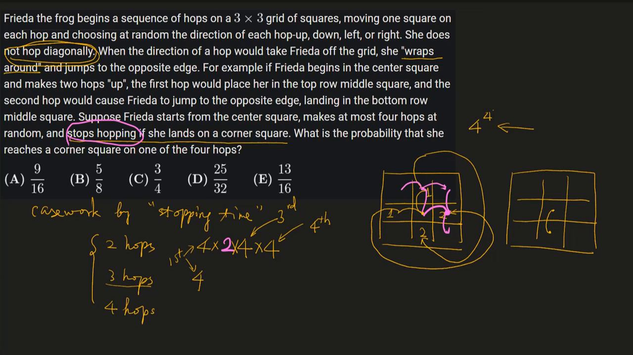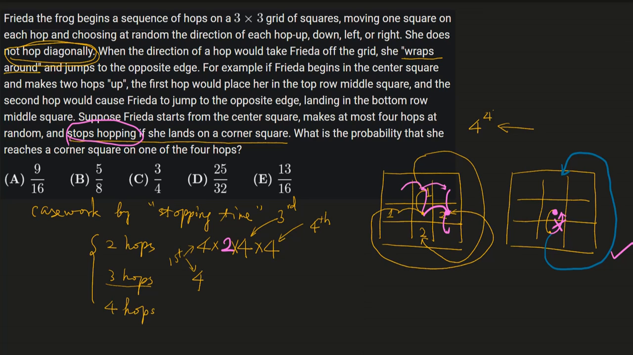Then what should she do now? She can either go back, I'll use a different color. So she can either go back or go out, right? When she goes out, she'll wrap around and lands in here. Are both cases possible? Certainly not. Since she needs to reach the corner square in 3 hops, she can't go back to the starting point, because then she needs at least 2 hops to reach any corner square. Therefore, we know that this is wrong. Only this is good.